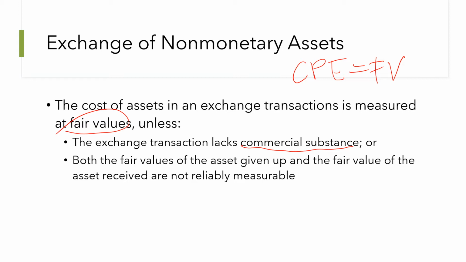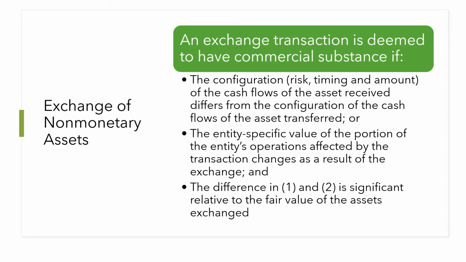Second, both the fair values of the asset given up and the fair values of the asset received are not reliably measured. Because the requirement of the standard is that it should be measured at fair value. So even if there is commercial substance, the fair value cannot be determined. Therefore, we cannot apply the requirement, which is to measure the non-monetary assets received or given up in exchange at fair values. In problems, usually, the fair values are given. Now, when does commercial substance exist? An exchange transaction is deemed to have commercial substance if the configuration, meaning the risk, timing, and amount of the cash flow of the asset received differs from the configuration of the cash flow of the asset transferred.